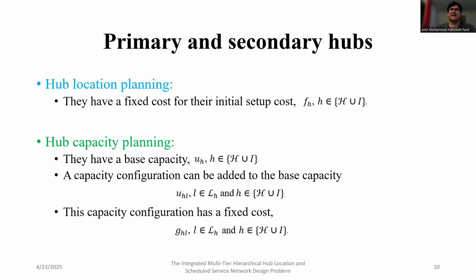So, as I said, we contribute to the location and capacity of the primary and secondary hubs. We consider that to select or activate the location of both primary and secondary hubs, there is a fixed cost.